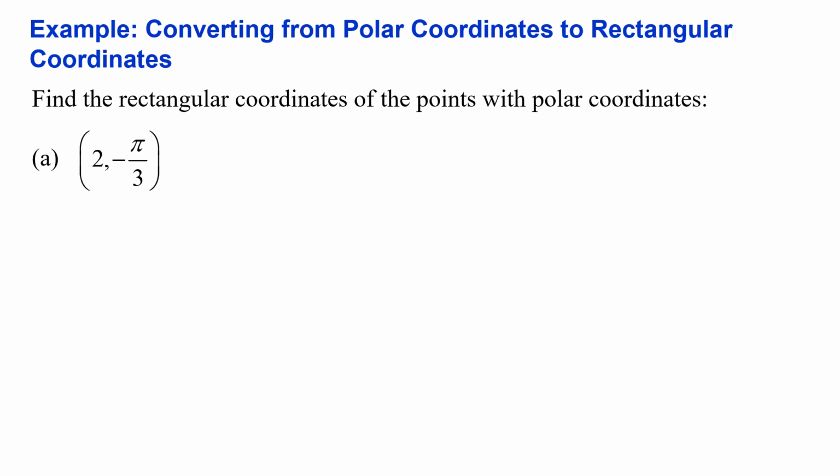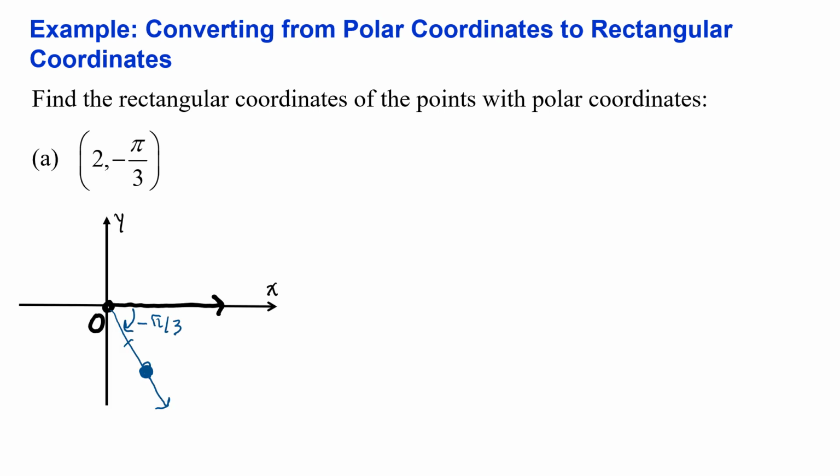Now let's consider an example where we will be converting from polar coordinates to rectangular coordinates. This problem states, find the rectangular coordinates of the point with the polar coordinates. Part A is the polar point 2, negative pi over 3. If we plot this point in the polar plane, we sketch the pole and polar axis, then draw the terminal side of the angle negative pi over 3. Next, we plot the point a distance of 2 units from the pole along the terminal side of theta. And note, if we overlay an xy grid on the polar plane, that the angle negative pi over 3 lies in quadrant 4.